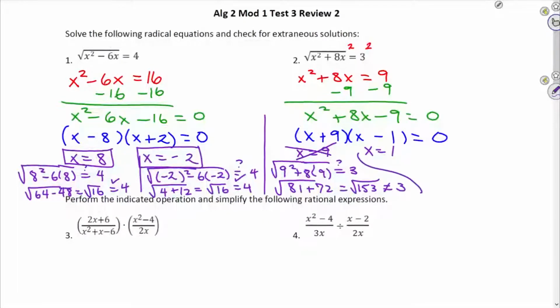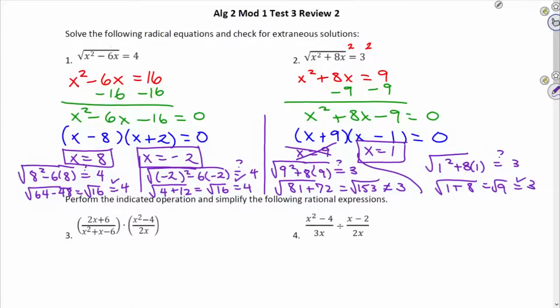Okay, let's try x equals 1. The square root of 1 squared plus 8 times 1, and does that equal 3? Well, I get 1 plus 8 is the square root of 9, which is 3. And so I get x equals 1 as a solution.